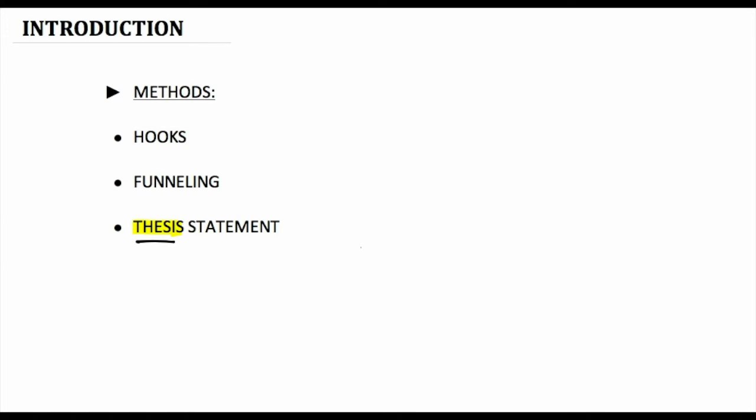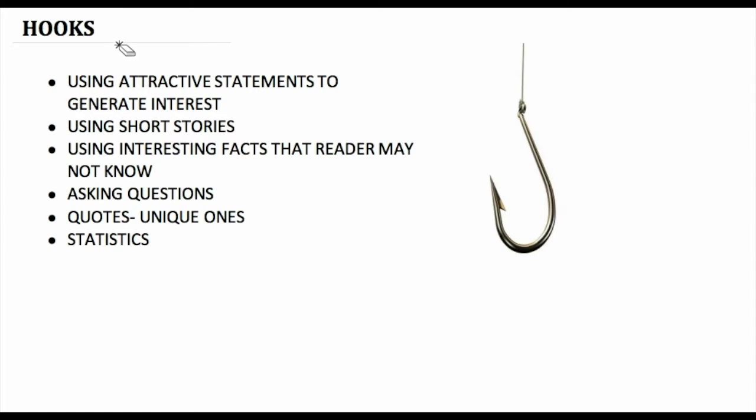Let's move on to the hooks method. The first one is using attractive statements to generate interest. As I said, you can use attractive statements or quotes given by famous personalities. You can use short stories or examples, but remember that they can be only 1 or 2 sentences long, not more than that. Another is using interesting facts that the reader may not know. Remember that facts are important, but they should not be over relied on, because facts are more specific than general statements. So facts are usually used in order to prove a point and not to make a point.